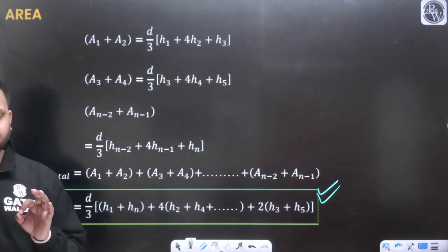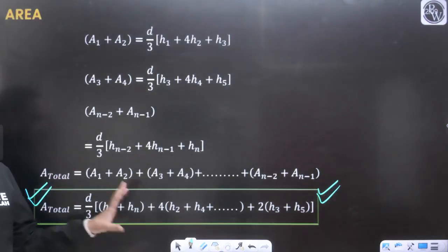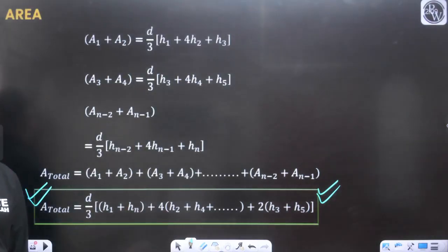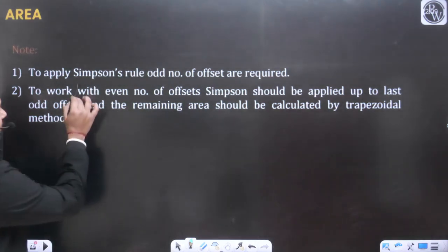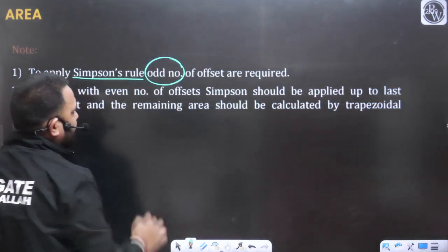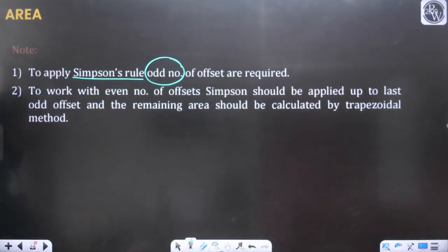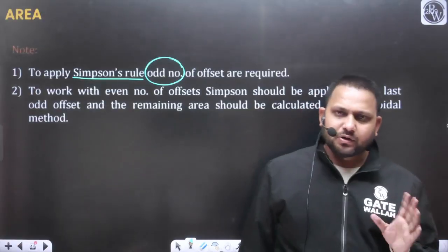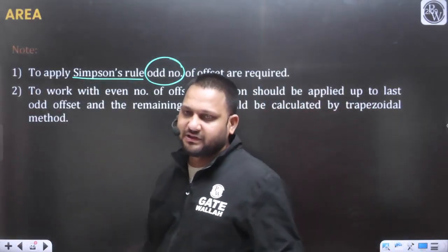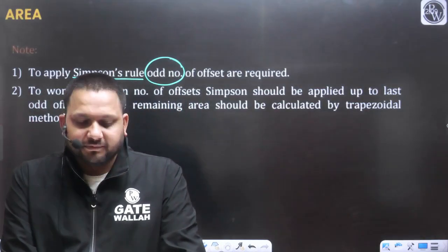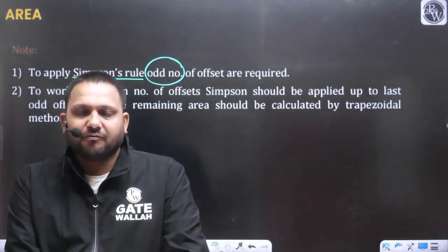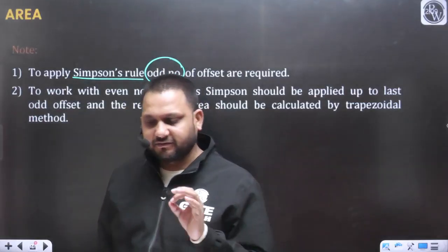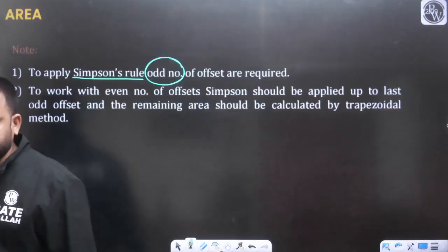But you need to remember some important things related to the application of this formula. What are those important things? Simpson's rule is applicable for an odd number of offsets. So for example, there are 7 offsets, 5 offsets, or 9 offsets. You can directly apply this formula, no problem with that. Simpson's formula for calculating the area is valid for an odd number of offsets.